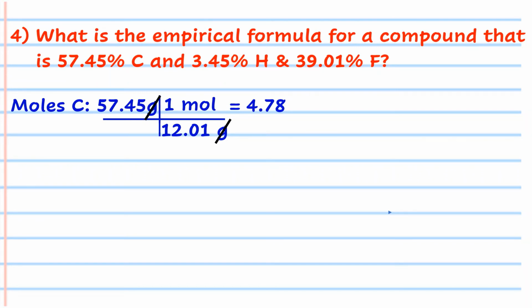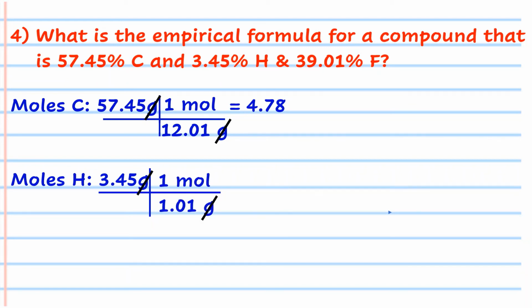Now let's tackle hydrogen. Hydrogen's percentage is 3.45. We're going to change that then to 3.5 grams. We need to come up with a conversion factor that goes from grams to moles. So that's the molar mass of hydrogen off the periodic table in the denominator, 1 mole in the numerator. We multiply across the top, divide by the bottom, and we have 3.41 moles of hydrogen.